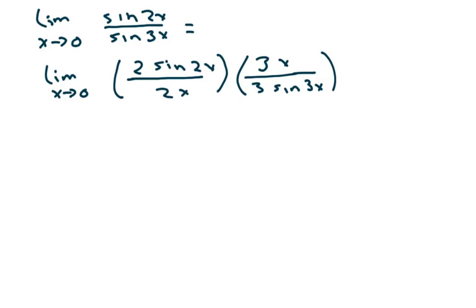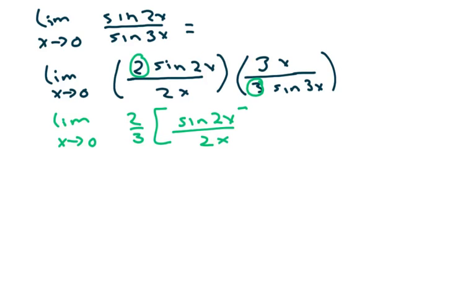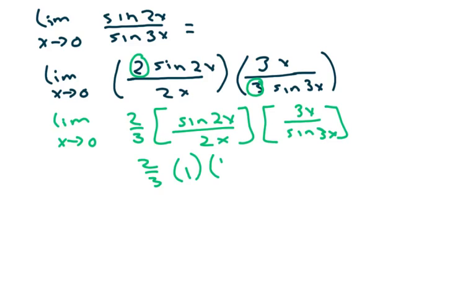So what I'm going to do here is pull out the 2/3. So the limit as x approaches 0 of 2/3. Then I have sine of 2x over 2x, which equals 1. And this one is 3x over sine of 3x, which is also 1. And that's going to give you 2/3 times 1 times 1. And your answer is 2/3.